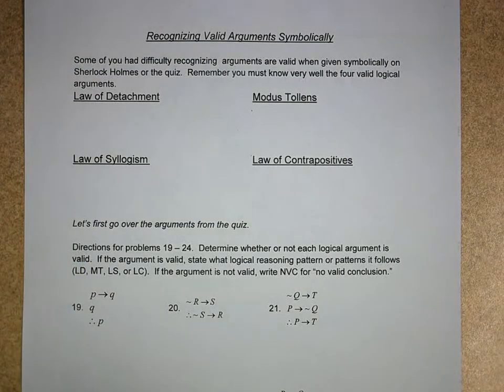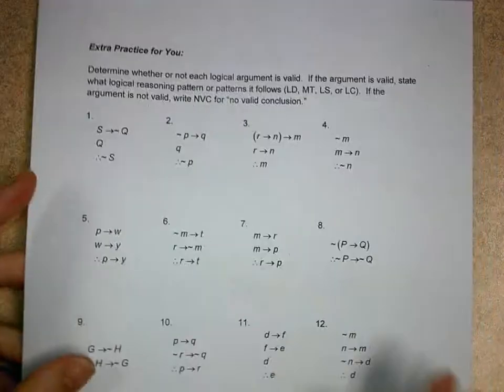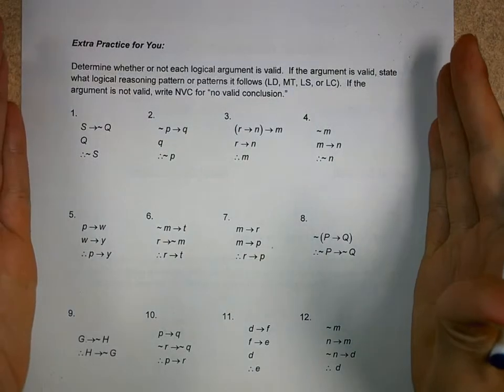Guys, you're in the group where we're practicing the last 6 problems, being able to identify valid arguments symbolically. I want to make sure that you remember the 4 forms of the arguments first, and then I'm going to do the problems from the quiz so you see how I think through these and how I do these. And then I'm going to give you some practice problems to do on the back.